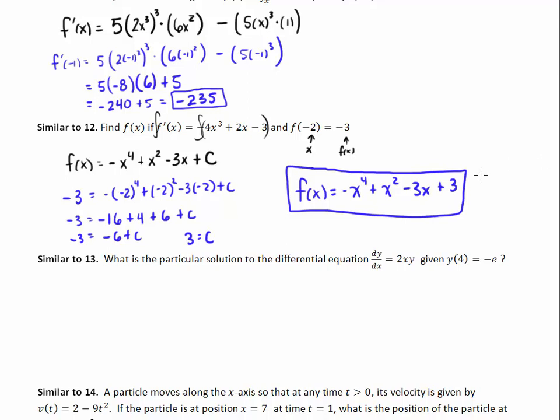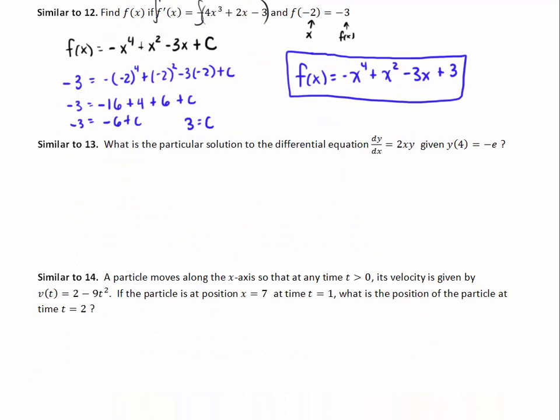All right, question number 13, or the one similar to question number 13. We are doing a particular solution here to the differential equation dy over dx is equal to 2xy, knowing that if we plug a 4 into our original equation, we get out negative e. That's nice. So we have dy over dx is equal to 2x times y. So we want to separate the variables. So we get 1 over y dy is equal to 2x dx.